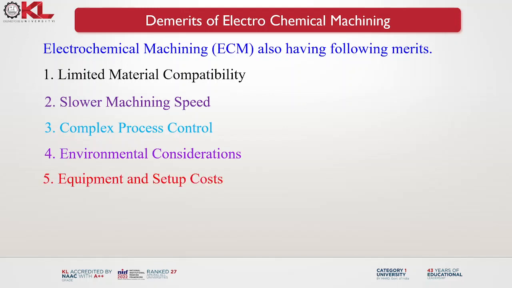Equipment and setup cost. The initial investment for ECM equipment can be relatively higher compared to traditional machining tools. The need for specialized power supplies, electrolyte management systems, and custom designed cathodes adds to the setup cost. This can be difficult for smaller businesses or applications that have budget constraints.